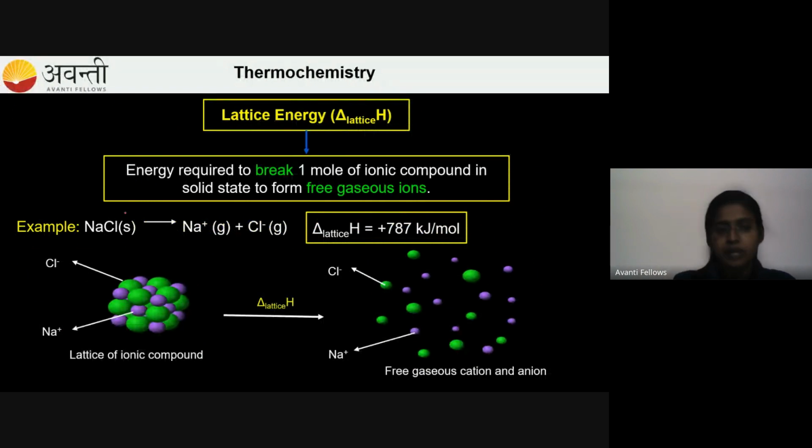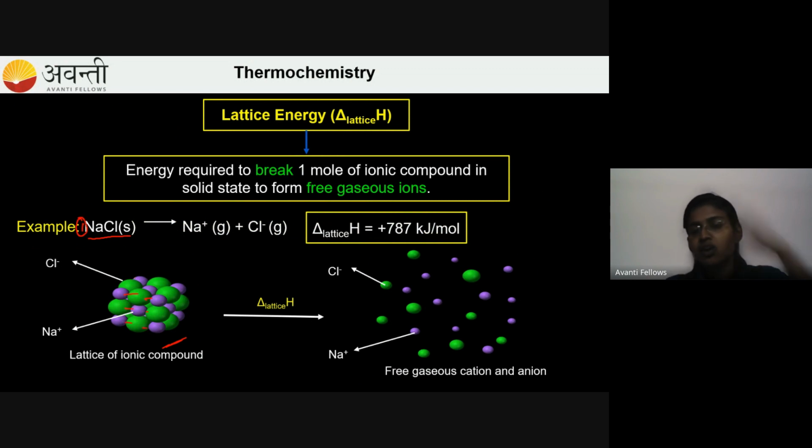I'm taking a lattice, that is the NaCl lattice. NaCl is present in solid form, and it is present as 1 mole. Now I have to break this 1 mole of NaCl. NaCl is an ionic compound, and you all know that it is present in solid state. The energy required to break all the NaCl interactions in this lattice is called lattice energy.